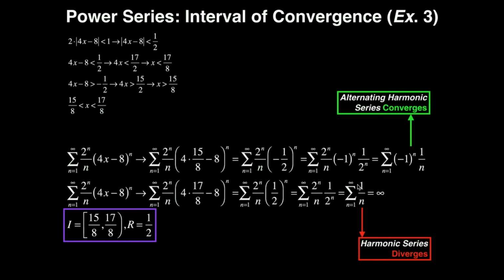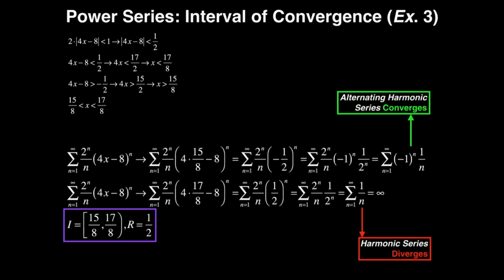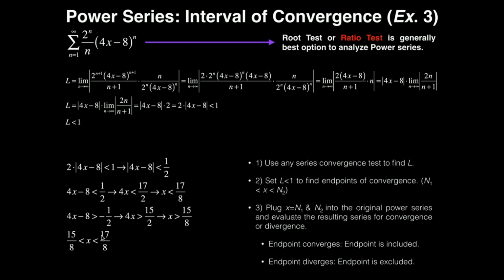And clearly the 2 to the n's cancel here, and so the final series is the sum from n equals 1 to infinity of 1 over n, which we know as the harmonic series. That's our regular harmonic series, and we know that that diverges. So 17 over 8, that x value, will cause the original power series to diverge. Therefore, 17 over 8 cannot be included in the interval of convergence. So if we express it in this way, only the 15 over 8's inequality sign will have the line under it, but the 17 over 8's will not.